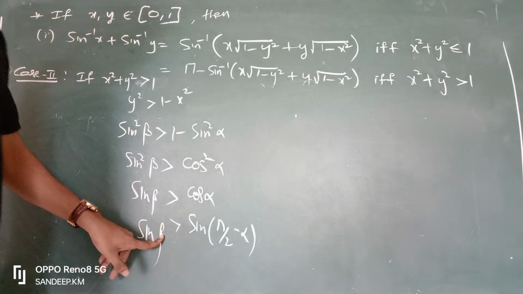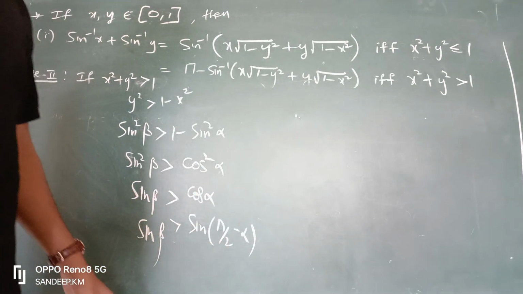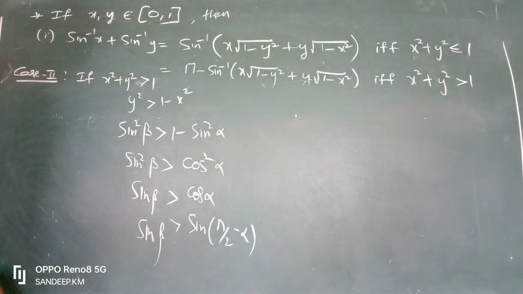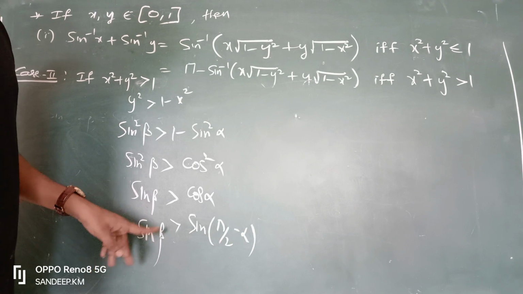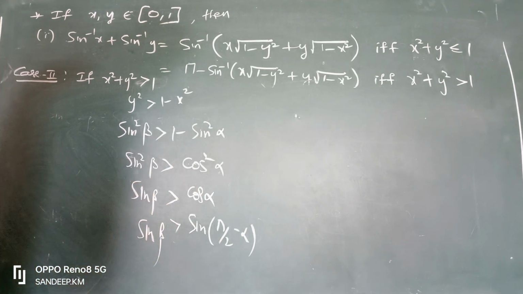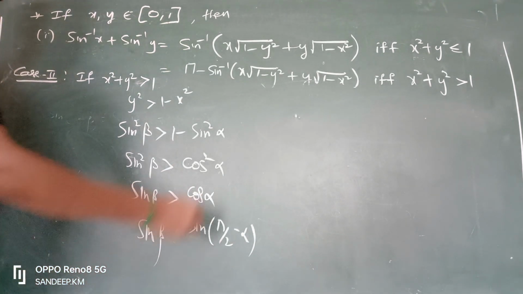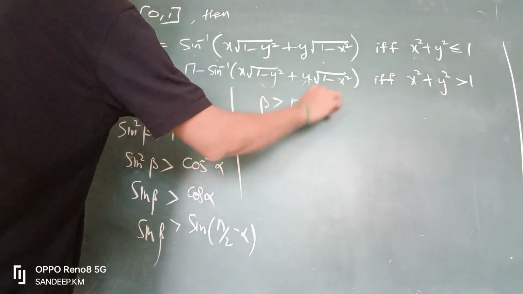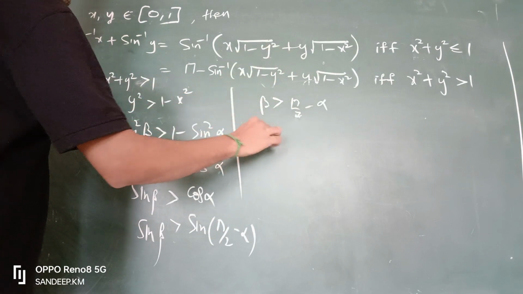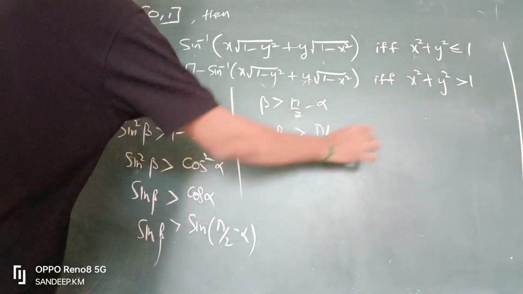Since beta and 90 minus alpha are acute angles, sine is an increasing function when the angles are between 0 and 90. So I can ignore sine on both sides, and we get beta greater than 90 minus alpha, and taking minus alpha to this side, alpha plus beta is greater than 90.